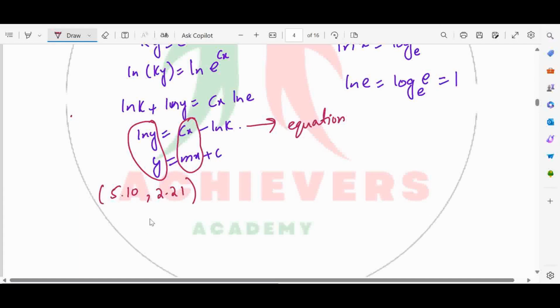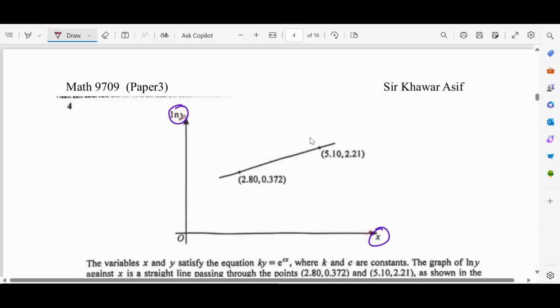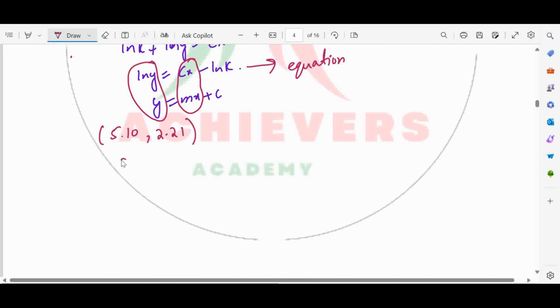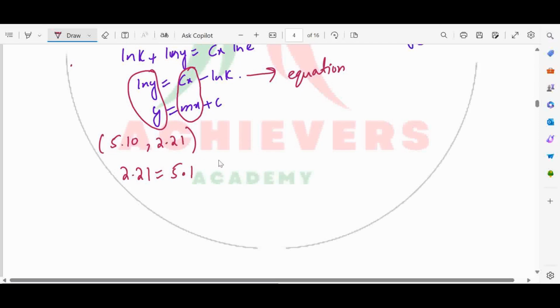By the way, on the y-axis it's natural log already, because this coordinate is x and this coordinate is natural log of y. That is why we will directly put the equation. So 2.21 is equal to 5.1c, where the x coordinate is 5.1, minus natural log of k.